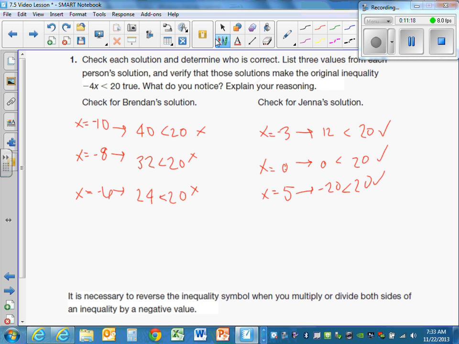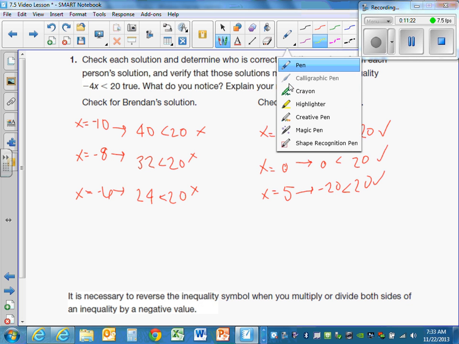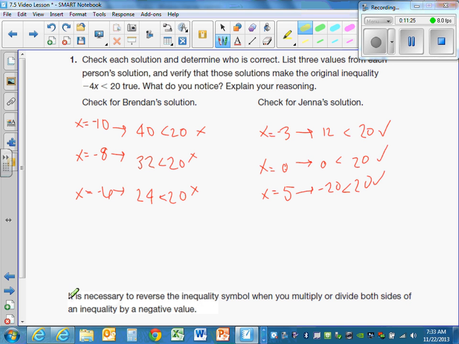So here we find out, let me get a highlighter quick, that it is necessary to reverse the inequality symbol when multiplying or dividing both sides of an inequality by a negative value. This is extremely important for you to remember. Okay, you need to switch that inequality symbol whenever you multiply or divide both sides by a negative number. If you have a highlighter with you, you should probably highlight that in your book.